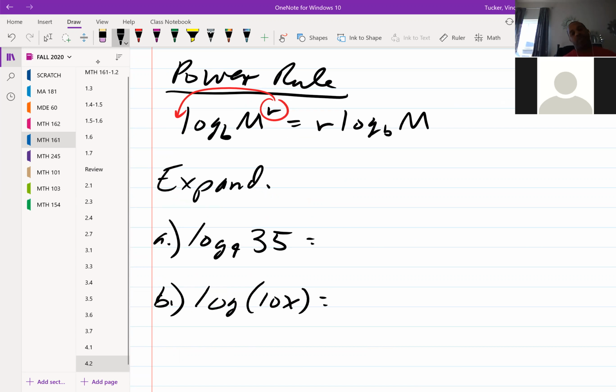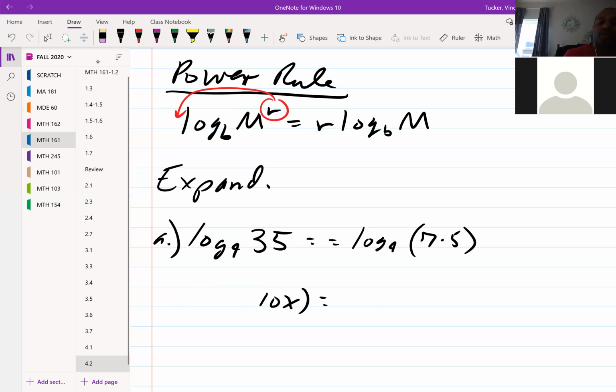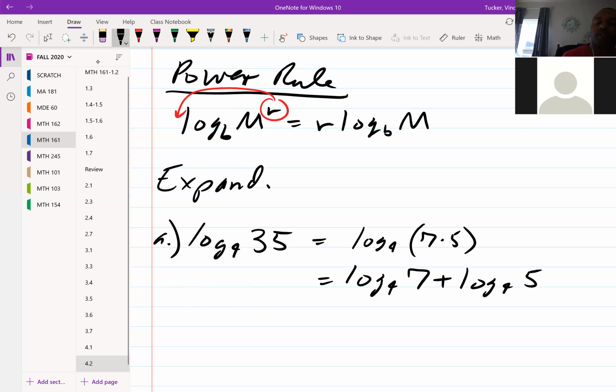All right, so if we want to use the first rule, the product rule, to expand log base 4 of 35, I can look at that 35 as 7 times 5. There's no other way to break up 35, excuse me, other than into those two prime numbers. And if that's the case, I can break it up to log base 4 of 7 plus log base 4 of 5.